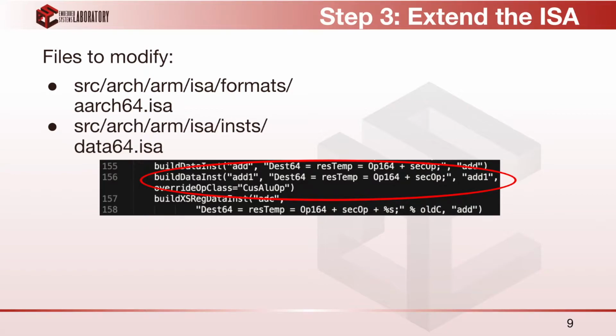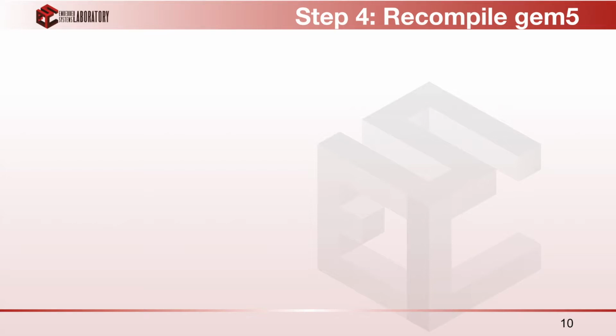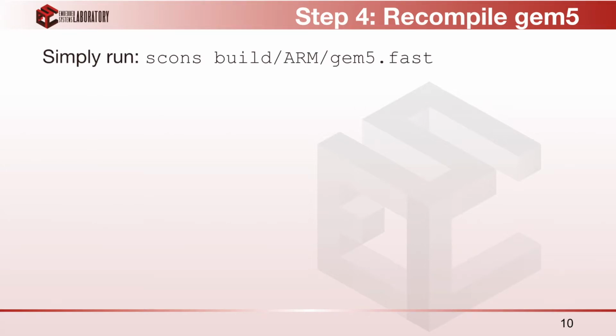If you wanted to change add one to, say, add an immediate value in a register and 1, I would simply do dest64 = restemp = op164 + secop + 1; As I said before, this is basic C++ code, so you could really do whatever you like here. So anyway, that's it. At this point, our custom instruction is implemented, and all we have to do is recompile gem5, and you're ready to use the new custom instruction.